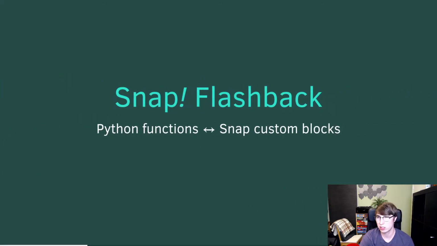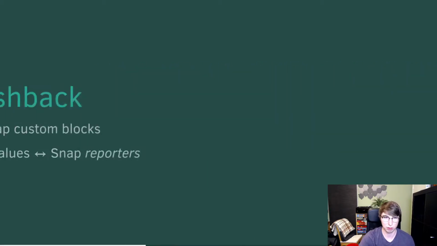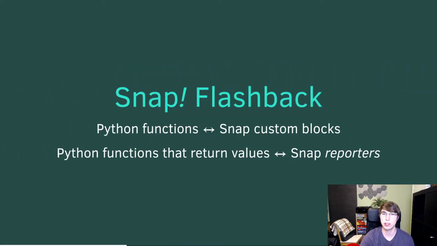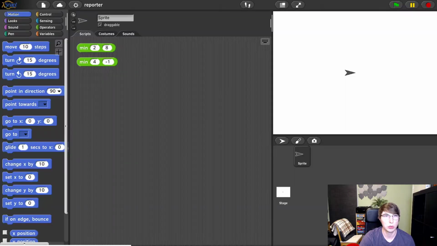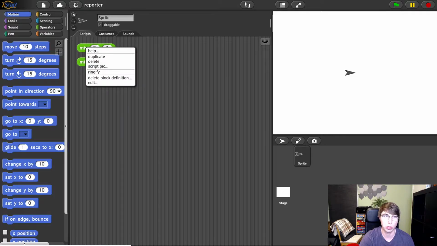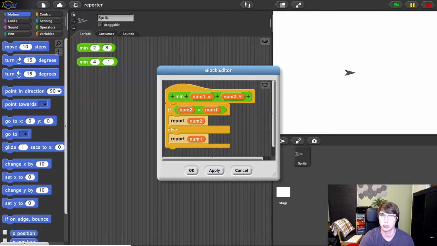So again, I'm going to do a Snap flashback. Just as I mentioned, Python functions are kind of the same thing as custom blocks in Snap. When we talk about Python functions that return values, this is the same thing as reporters when we did Snap. So I'll just do a quick flashback here and show you a custom block in Snap. Actually, it's a reporter because it returns some value.